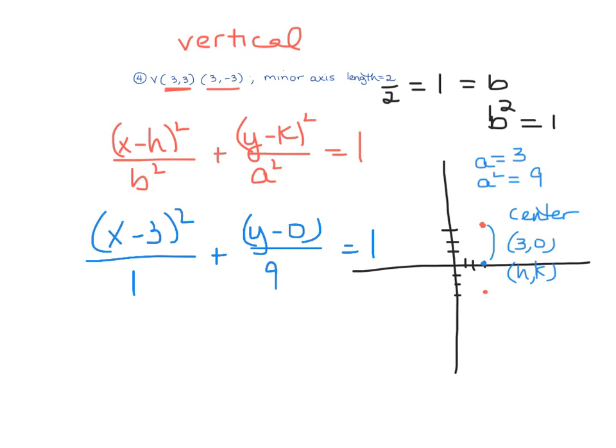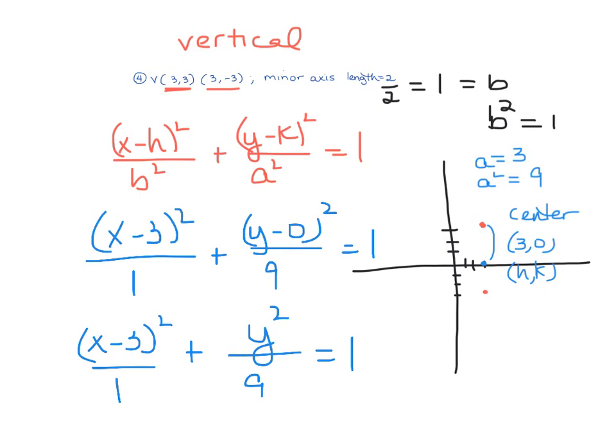Now, whenever your center point has your h or your k as a 0, remember that you could just simplify that and make it y squared. Or if it were x minus 0, you could just make it x squared. So that is your standard form when your center is not located at the origin, it's at the ordered pair 3, 0. And again, that center point is going to be the midpoint between the 2 vertices.